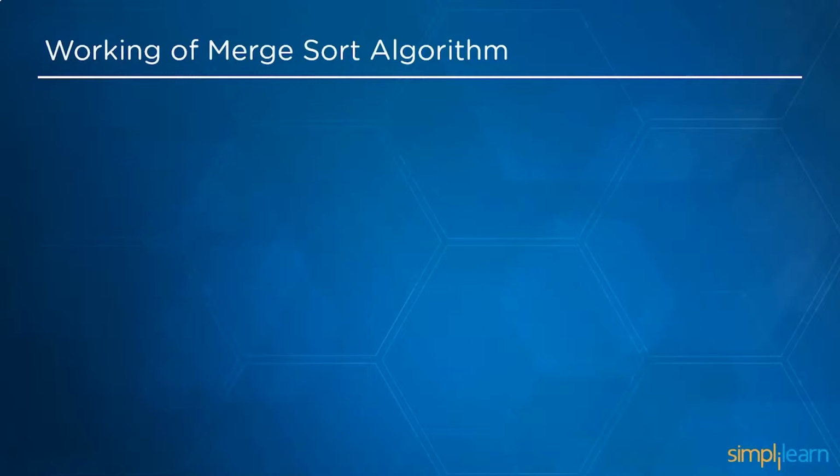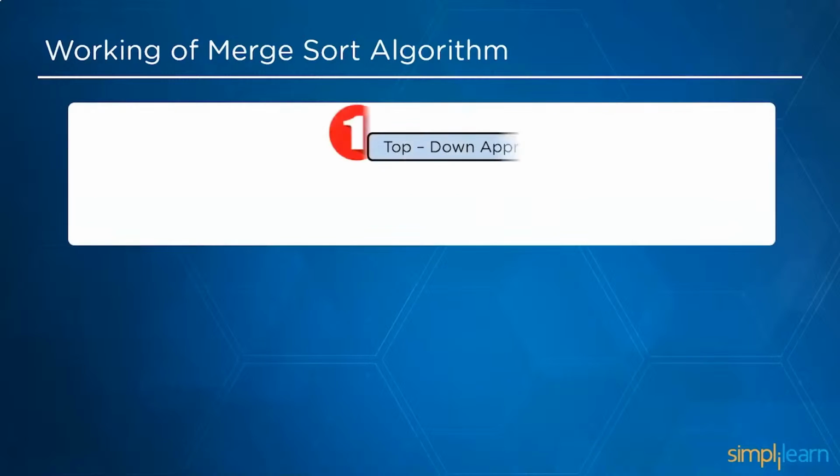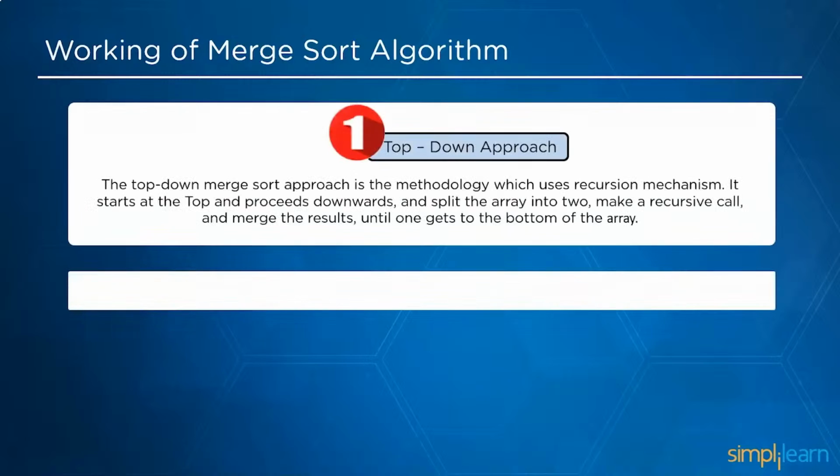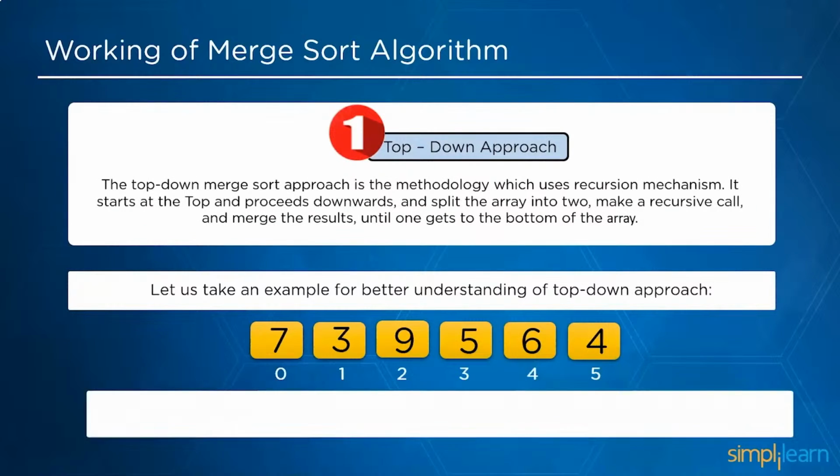Let's have a look at how to implement the merge sort algorithm using top-down approach. The top-down merge sort approach is the methodology that uses a recursion mechanism. It starts at the top and proceeds downwards, splitting the array into 2 halves, making a recursive call and merging the results until one gets to the bottom of the array.